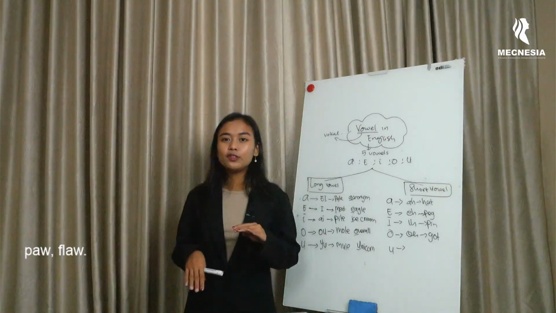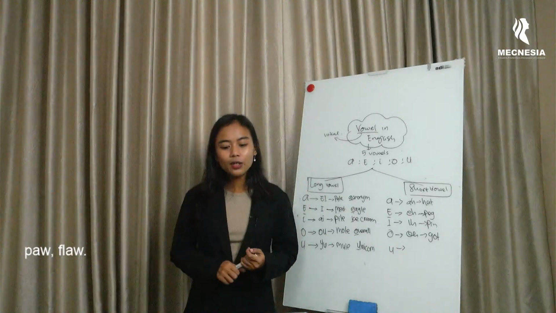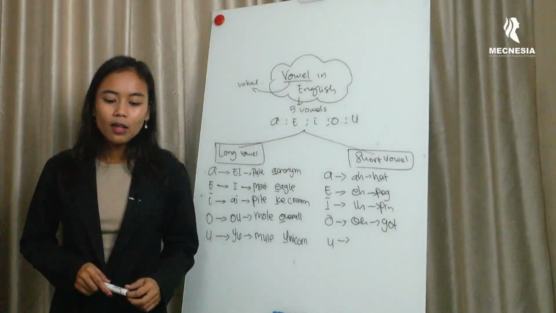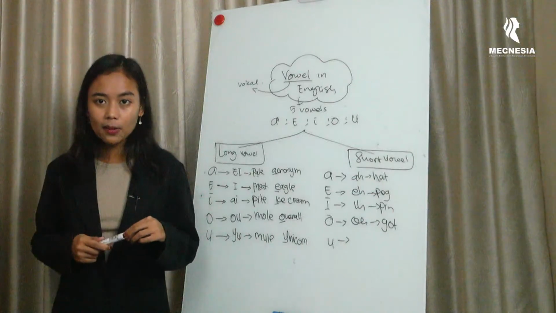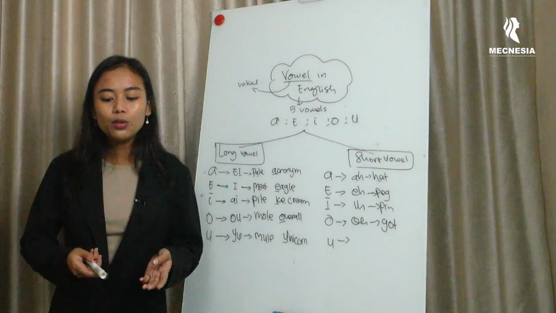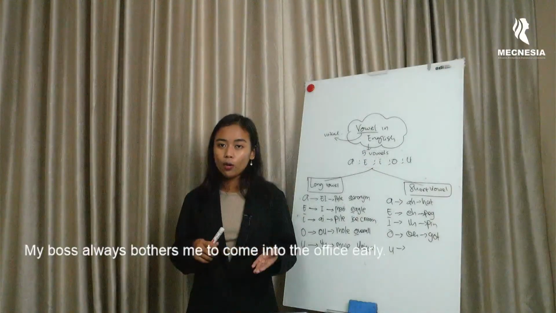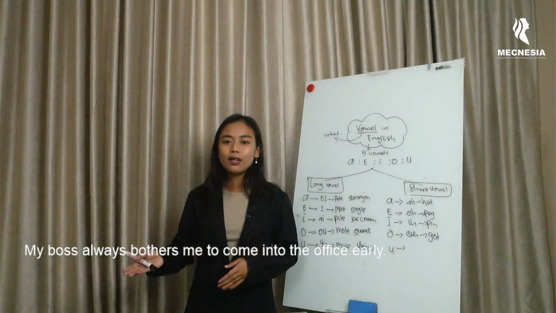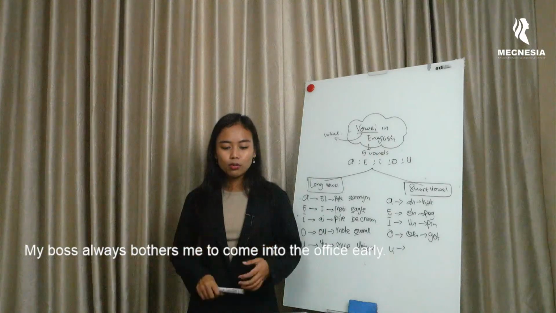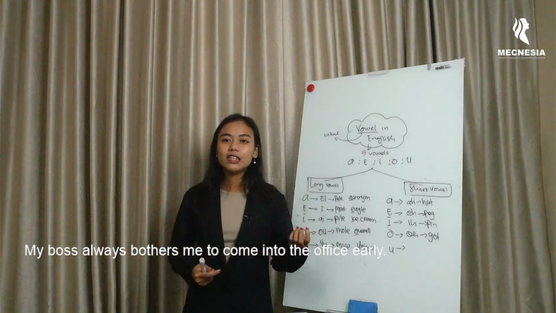Now let's move to the example sentence. Selanjutnya kita masuk ke contoh kalimatnya. Here we have my boss always bothers me to come into the office early. My boss, bosku, always, selalu. Bosku selalu bothers me. Menggangguku atau memintaku to come to the office early. Untuk datang ke office lebih awal.